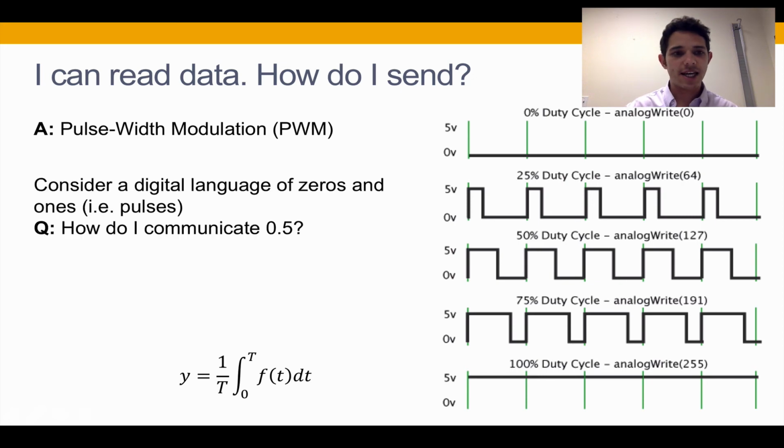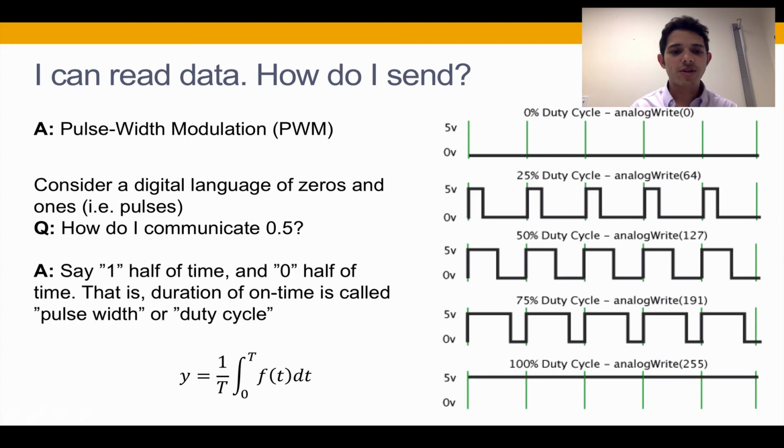So here's the idea. We're considering a digital language of zeros and ones, i.e. pulses. How do I communicate a value of 0.5 or 2.5 volts? One way you can do that is to say 1 half of the time and 0 the other half of the time. So the duration of the on time is called the pulse width or the duty cycle. And the idea is if you average saying 1 half the time and 0 the other half of the time, then on average that has the effect of 0.5 as described by this integral equation at the bottom.